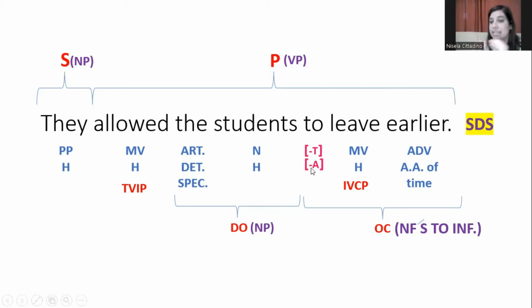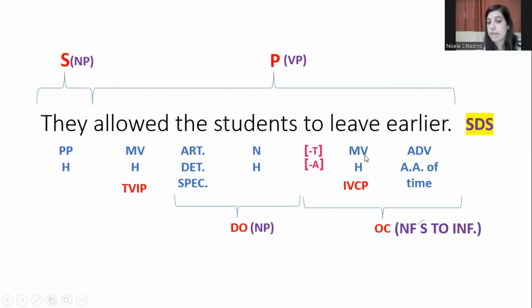So now I get inside the clause. Yes, they allowed the students. We need something else there. Yes, they allowed students to do something. So to leave earlier is the objective complement. Yes, to leave earlier, objective complement, and it is a non-finite clause, to infinitive. Yes, so we zoom into this second province inside this same country. To, we have no tense and no agreement. Yes, so we mark it this way.